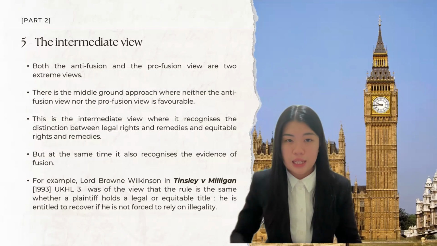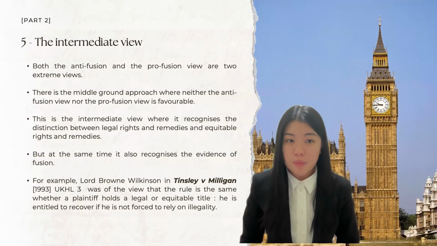Both the anti-fusion and the pro-fusion views are two extreme views. Certainly, it could not be said that the Judicature Act has only fused the administration and not the substantive law, but it also could not be said that complete fusion has taken place. Therefore, the straightforward answer as to how far the Judicature Act has fused common law and equity is that there is no complete fusion yet, but certainly there is some degree of overlapping between the laws.